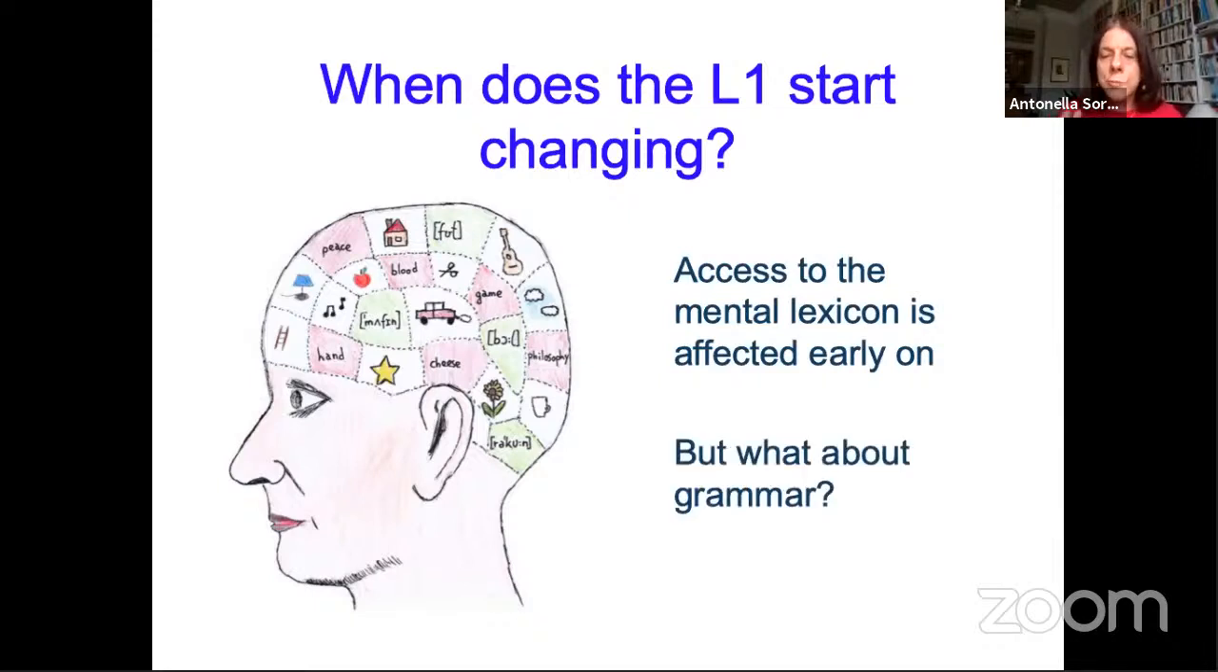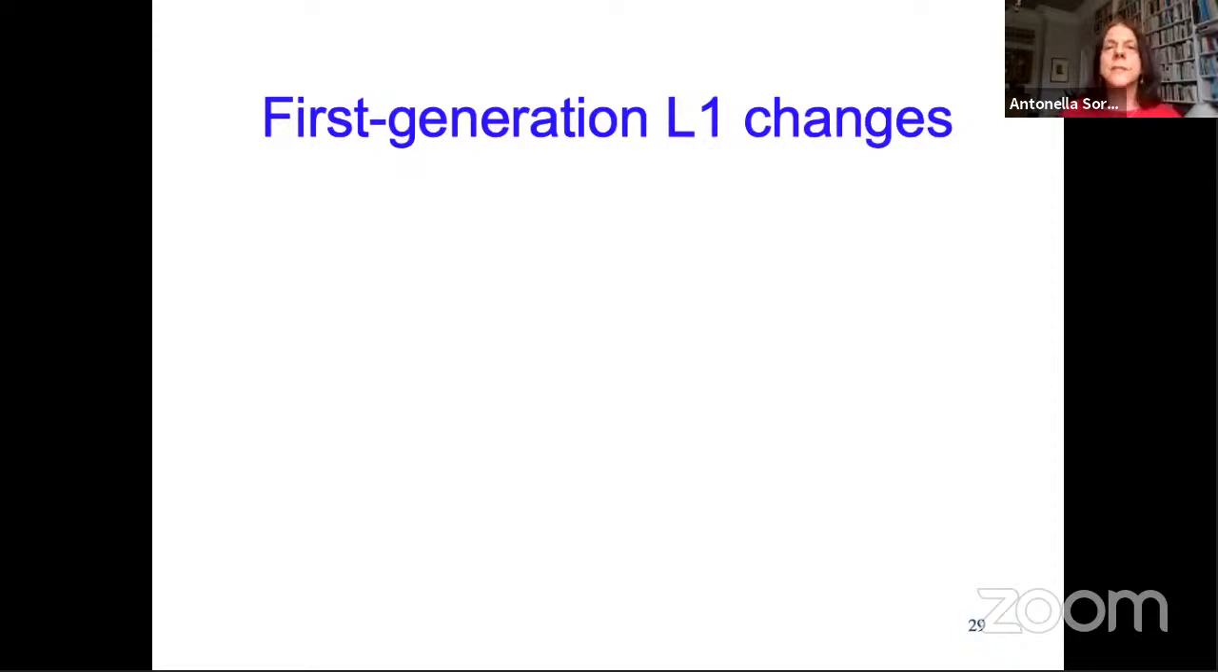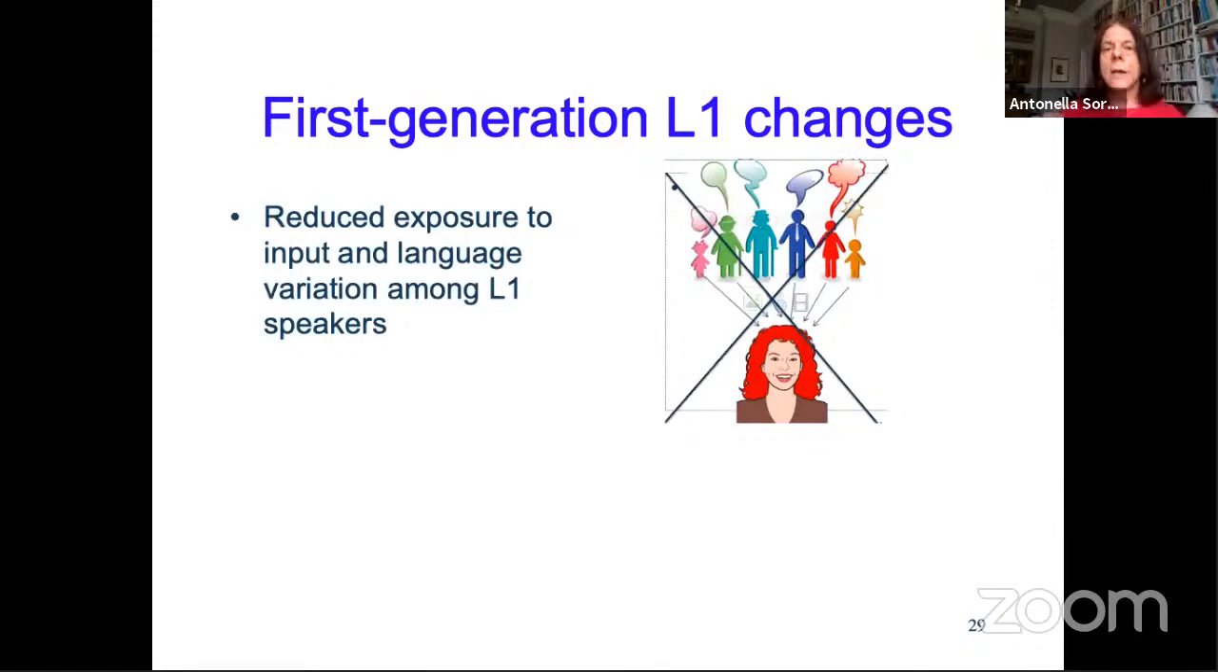What about grammar, which is what I've been working on and what really interests me? Let's make it clear that we are talking here about first generation changes. So changes in the native language of first generation speakers who were born and raised in their original community. Then they moved to the second language community. That meant that they started having much reduced exposure to input and to language variation in the native language, because they're not part of that community anymore.